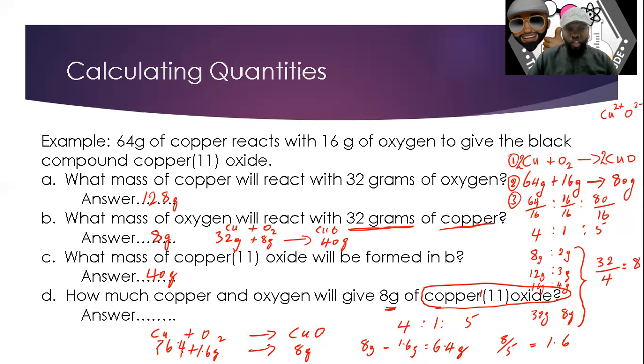6.4 grams of copper is needed to react with 1.6 grams of oxygen molecule to produce 8 grams of copper oxide. So my answer there for D would be copper, 6.4 grams, and oxygen molecule, 1.6 grams. Those two need to react to produce my 8 grams of copper oxide. And to double check, I can add 6.4 plus 1.6, and that should give me my 8 grams. Okay, so that's all regarding this problem.